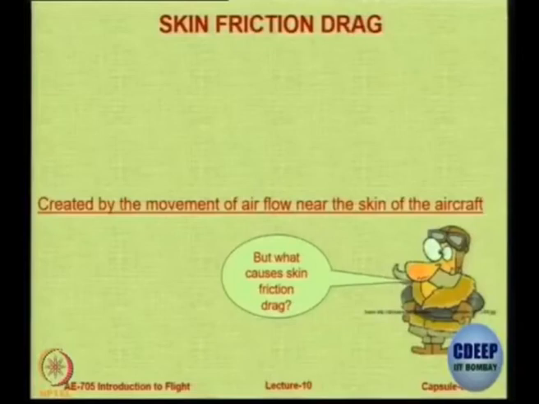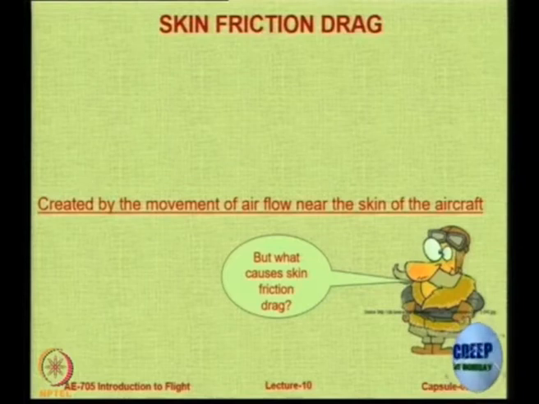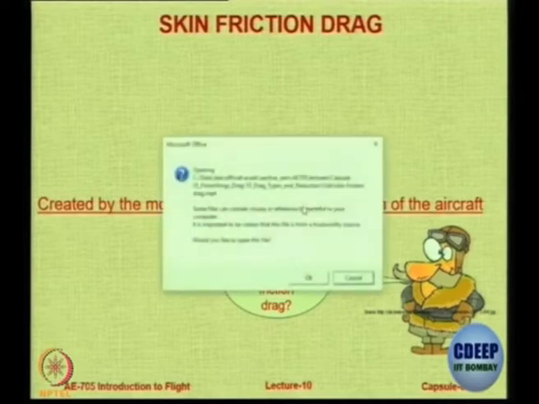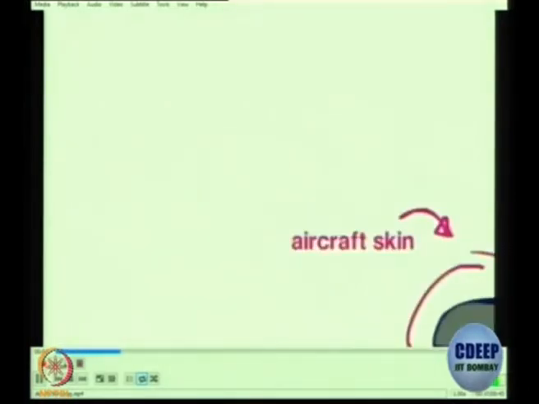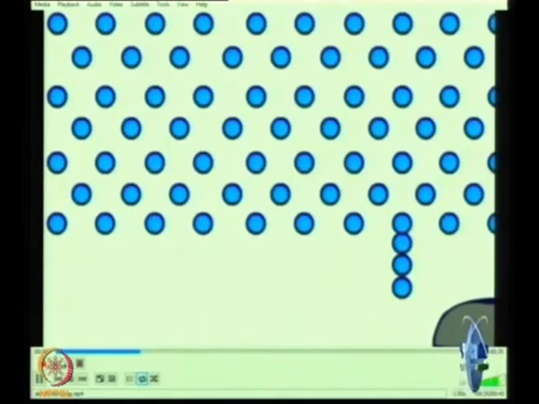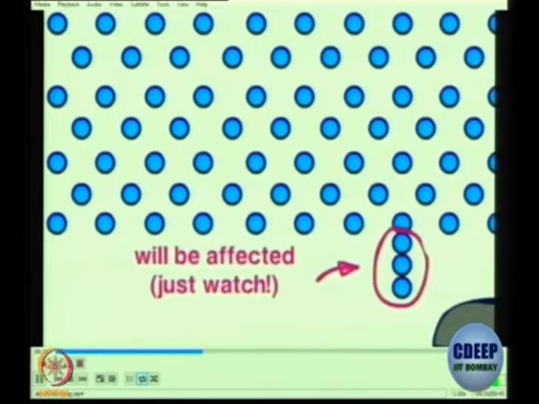Then skin friction drag. Skin friction drag, as is mentioned there, is created by the movement of airflow near the skin of the aircraft. Let us have a very nice look at a nice video on how it is done. An aircraft moving through the air is having to move through trillions of air particles. Here is the skin of the aircraft, and here are a load of air particles. These air particles are too far away to be affected by the aircraft, but these three will be.